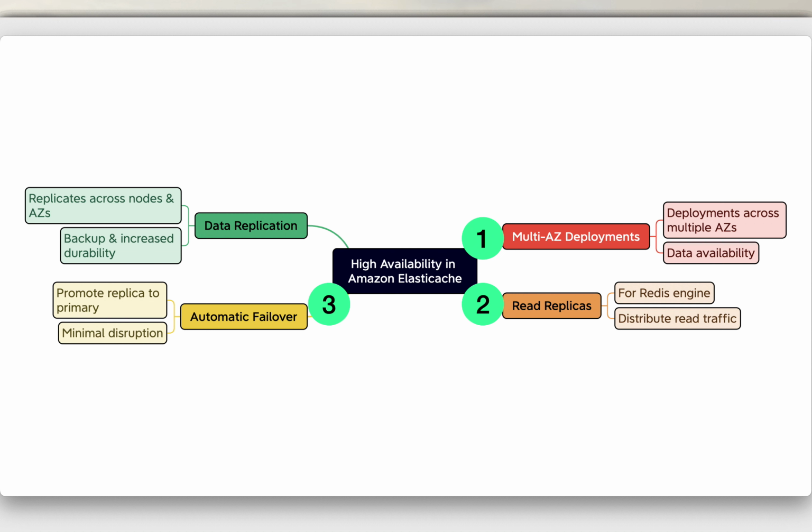3. Automatic failover. If a primary node fails in a Redis cluster with replicas, Elasticache can automatically promote a replica to become the new primary, ensuring minimal disruption. 4. Data replication. Elasticache replicates data across nodes in different AZs. This not only balances read traffic but also acts as a backup, increasing data durability and availability.